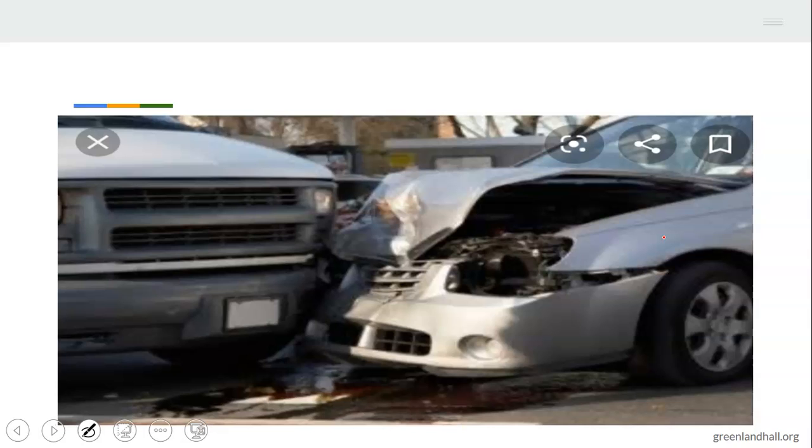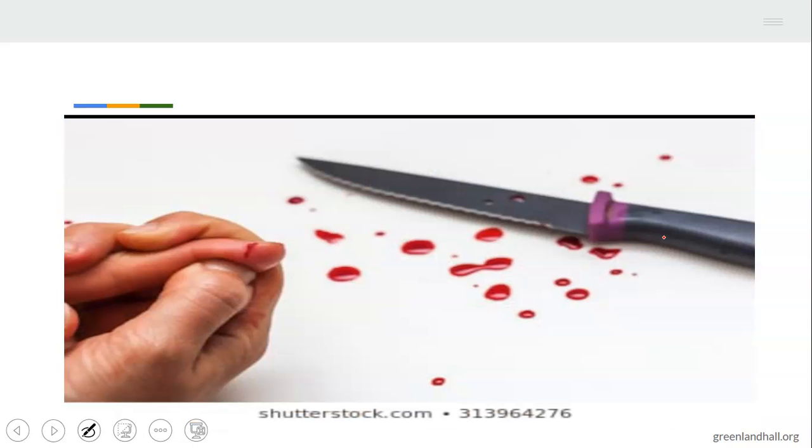You can see, this is a picture of an accident, head-on collision. Two cars hit themselves and then resulted into an accident. This is an accident scene here. That's the picture. Wow, what do we have here?